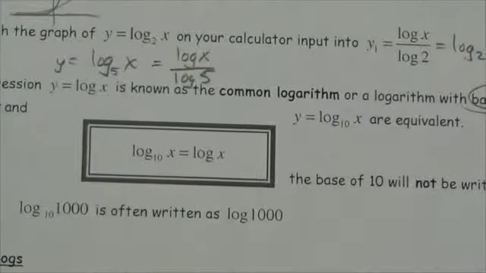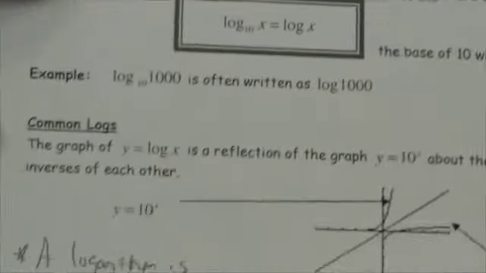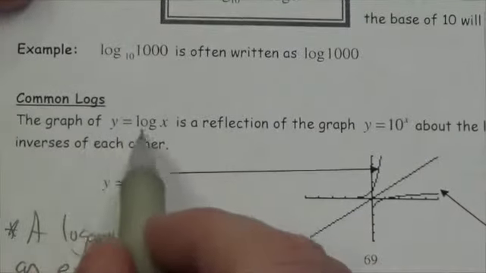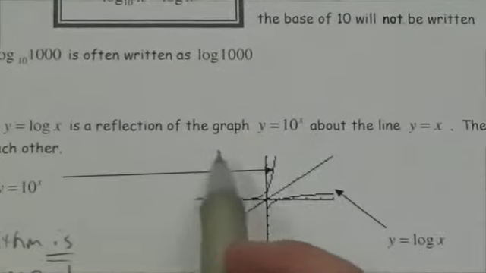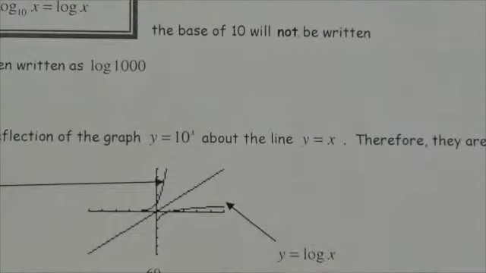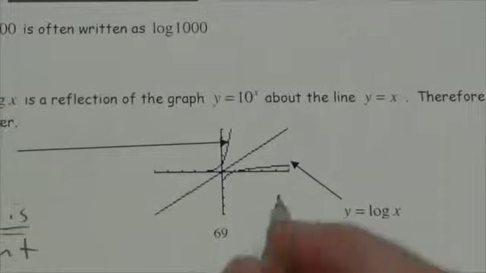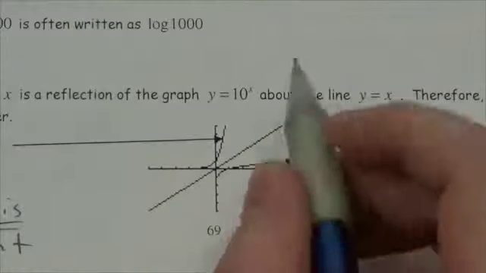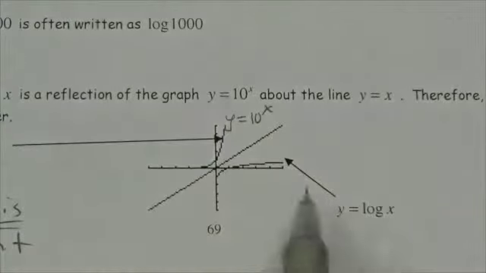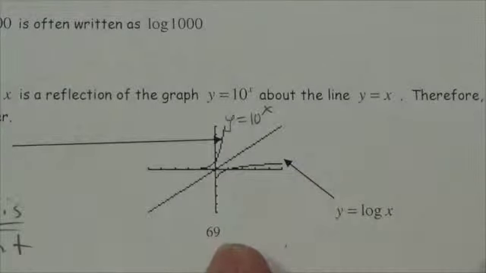Okay. So just at the bottom of the page here, just another little note about common logs. The graph y equals the log of x is a reflection of the graph y equals 10 to the x about the line y equals x. They are inverses of each other. So just so that we can see everything here, this is y equals 10 to the x, and there's your common log of x, inverses of each other. All right. Now we're going to look at some more information. We're going to do some questions here.